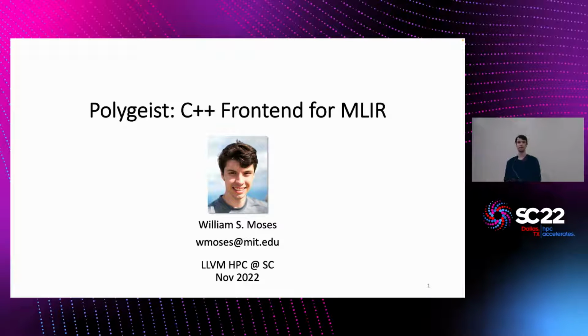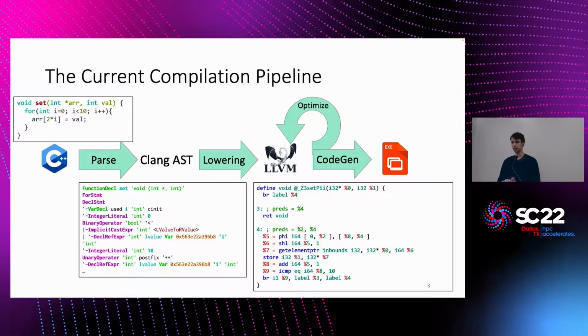Okay. Hi, everyone. I'm William Moses, and today I'm going to be talking to you guys about Polygeist, a C and C++ front-end, among many other exciting things for MLIR. Now, this is not just the work of myself, but a large team across various universities, across national labs, and beyond. So, to begin, let's talk about how C and C++ code is compiled right now.